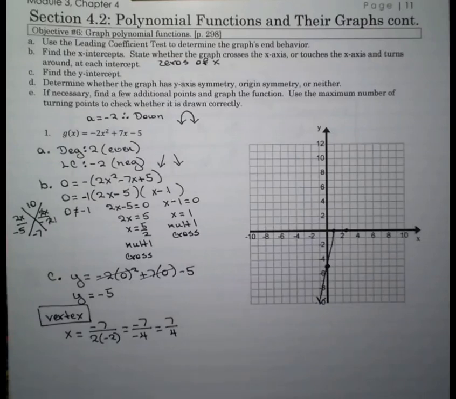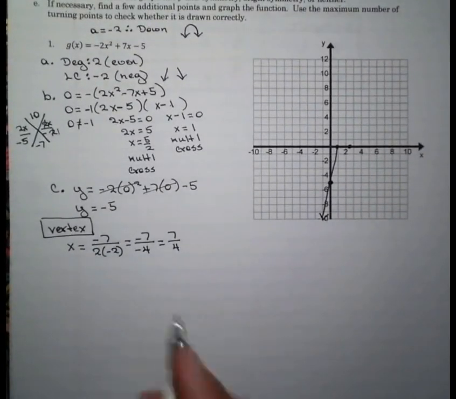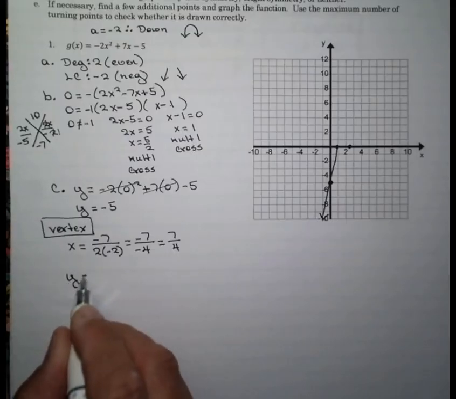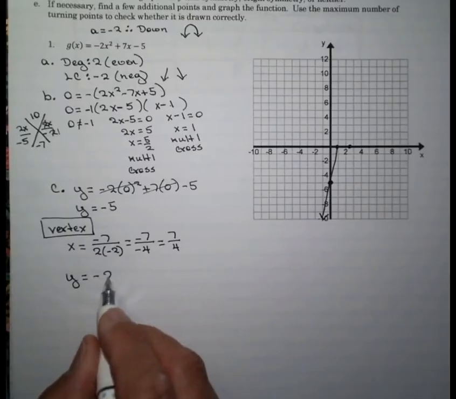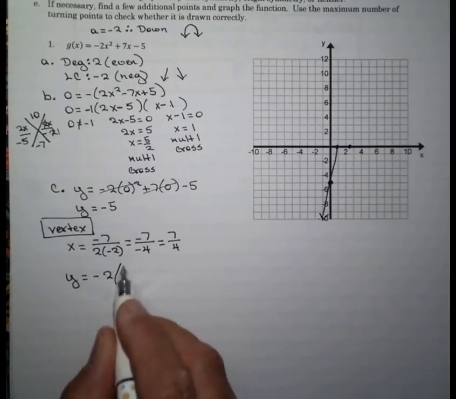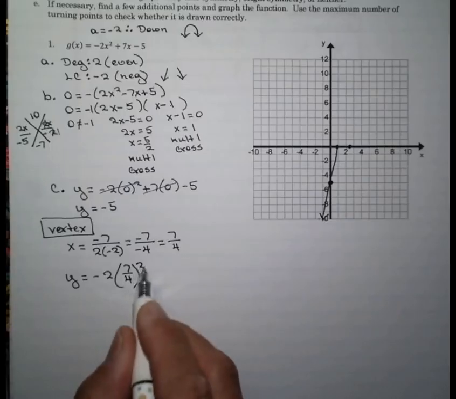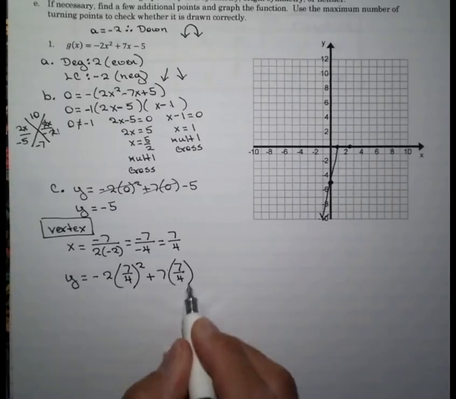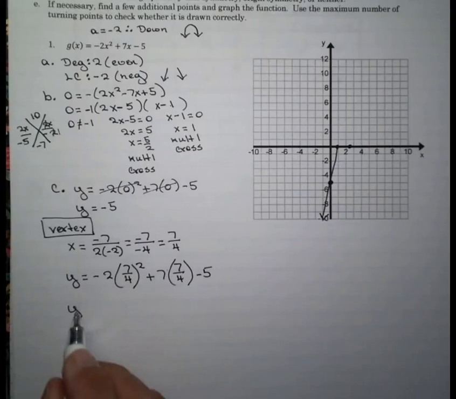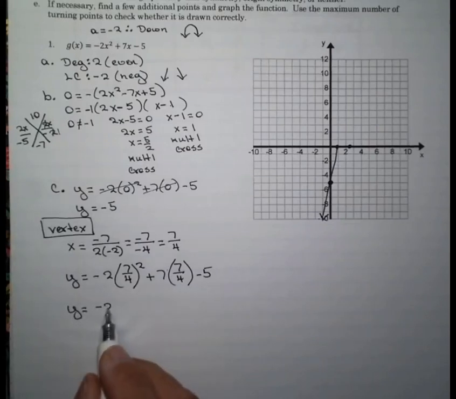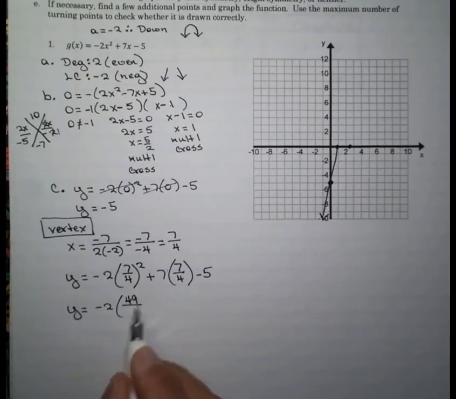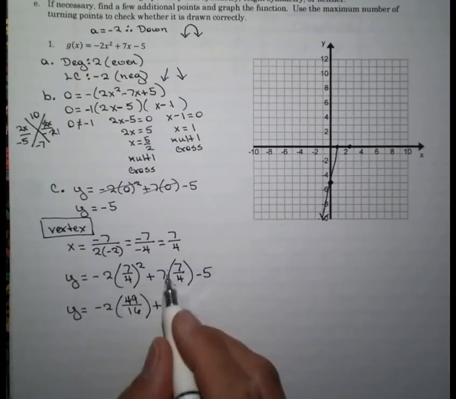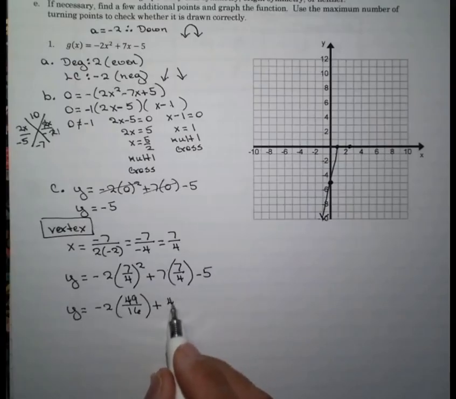And this is kind of math that you may have chosen to forget, but you need to remember. So let's do it together here. I'm going to say y would equal, back to the original equation, negative 2 times 7/4 squared, and then plus 7 times 7/4 minus 5. All right, so what is y going to equal? Well, that's going to be negative 2 times 49 over 16 plus, and I would multiply 7 times 7 and get 49 over 4. And then I'm going to subtract 5.